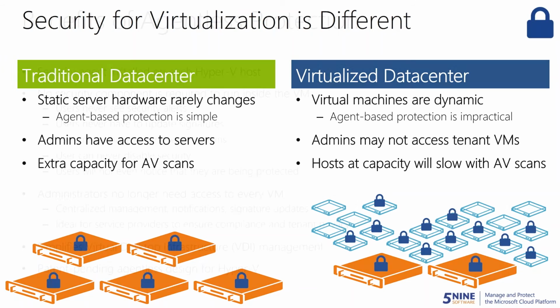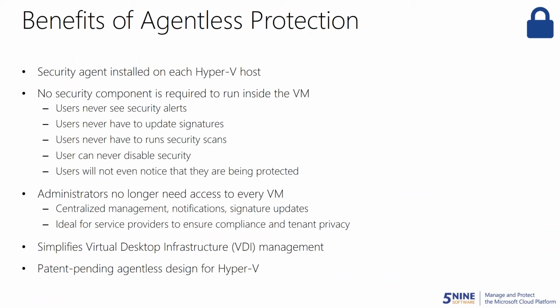So we want to think about a better way to do security for these virtualized environments. Traditional agent-based endpoint security does not work. So Five9's big advantage is we do not require any components to run inside the virtual machines. We take Bitdefender's great antivirus engine and optimize it for Hyper-V, where we're going to be scanning incoming and outgoing network traffic before it even gets to the virtual machine. We only install an agent on the host. Nothing is required to run inside the VM.